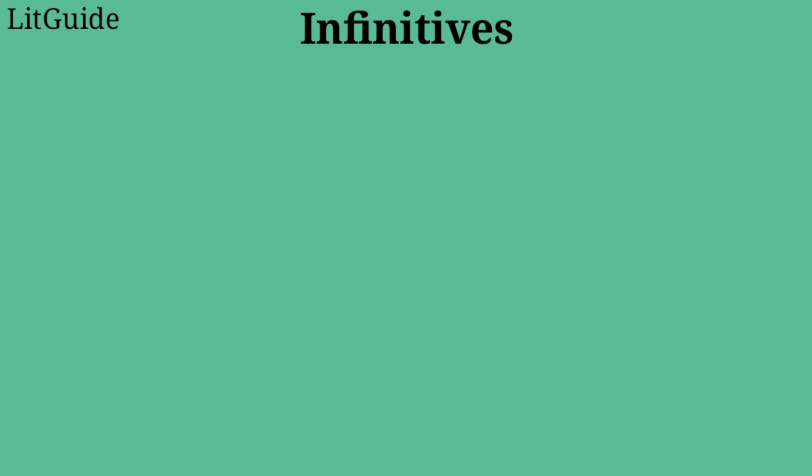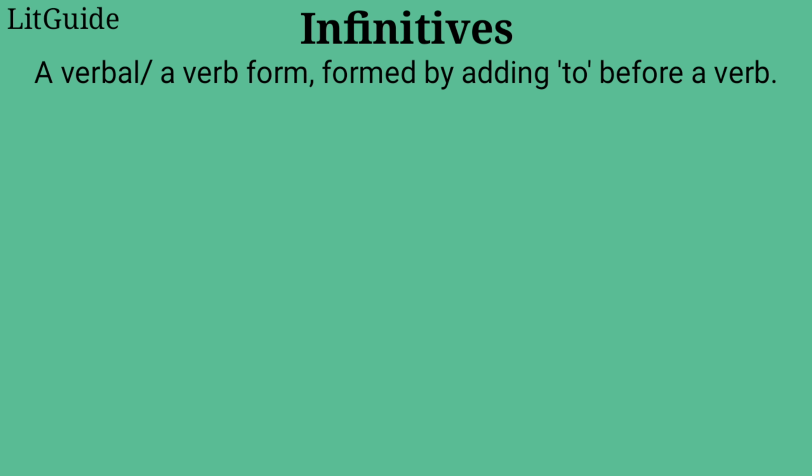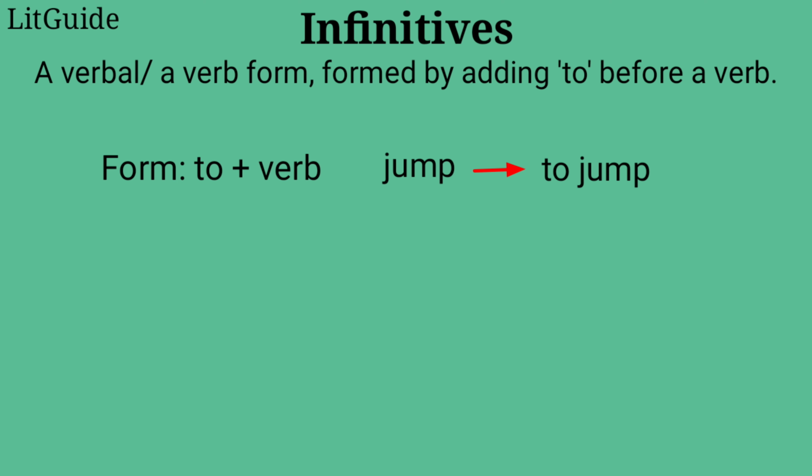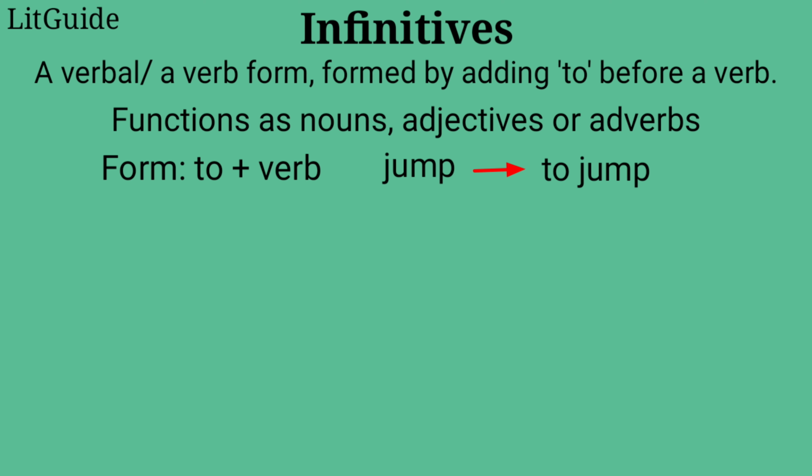Let us now learn about infinitives. Infinitives can be described as a verb form that is preceded by the word to. Here, the verb would be in its base form. For example, the verb jump becomes an infinitive when the word to is added before it. So, the form of infinitive is to plus base form of the verb. Let us take a look at its function. Earlier we saw that gerunds function as nouns. Infinitives, on the other hand, can function as nouns, adjectives, or adverbs. Let us see some examples.